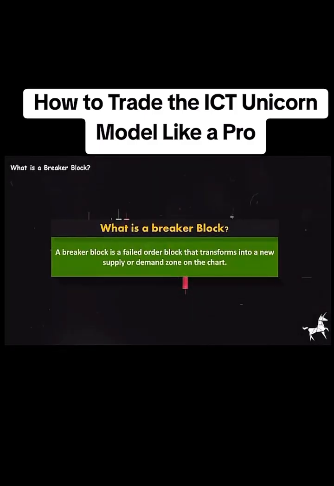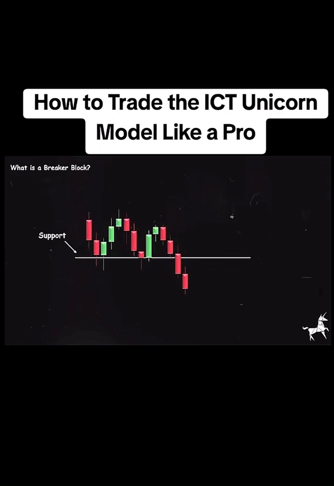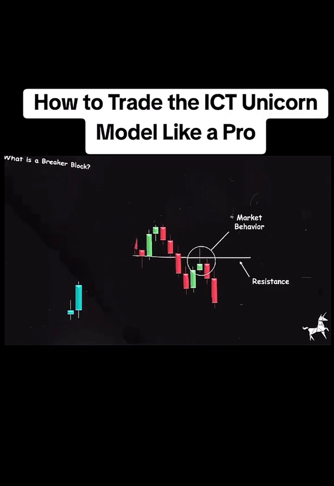A breaker block is a failed order block that transforms into a new supply or demand zone on the chart. From basic price action, we know that when the price breaks through a support level, it often becomes resistance because of how market participants react to that level. The same principle applies to order blocks.